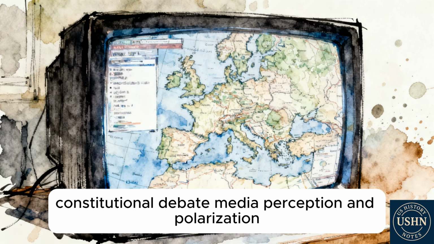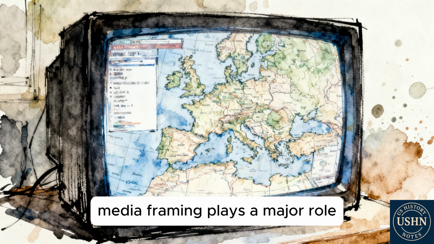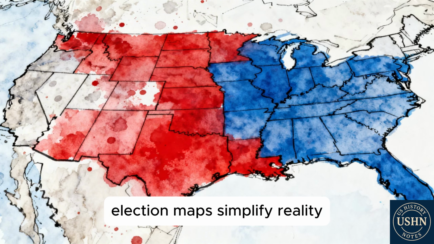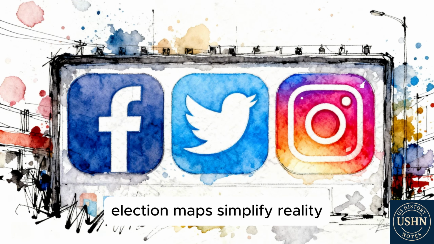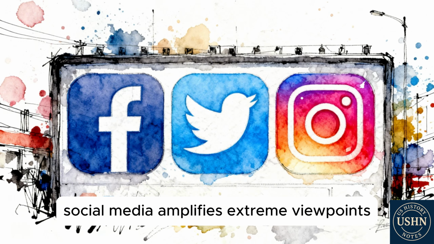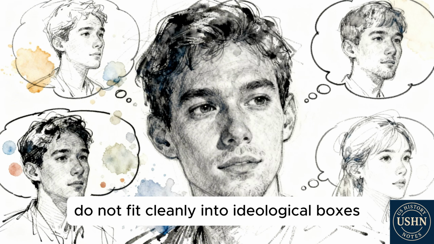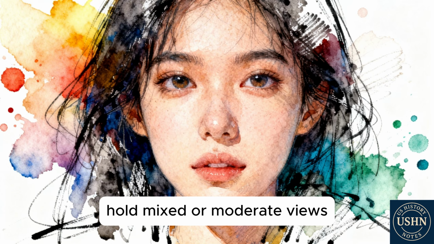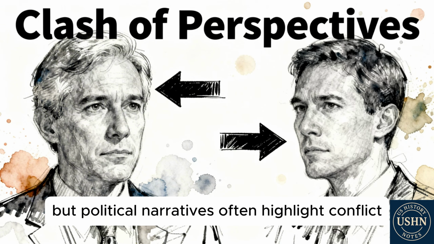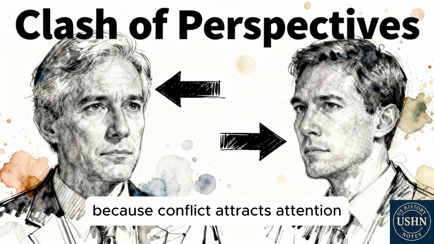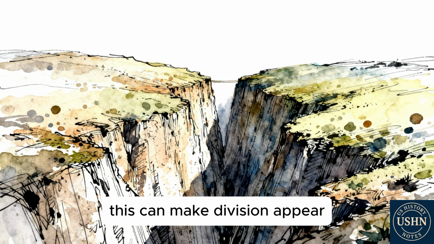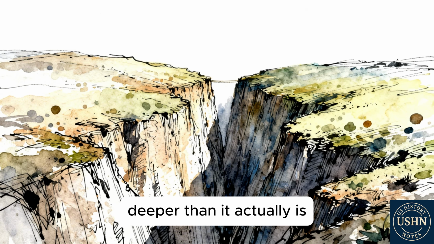Media, perception, and polarization. Media framing plays a major role. Election maps simplify reality. Social media amplifies extreme viewpoints. Most Americans do not fit cleanly into ideological boxes and hold mixed or moderate views, but political narratives often highlight conflict because conflict attracts attention. This can make division appear deeper than it actually is.